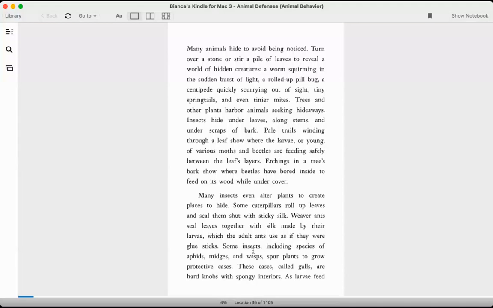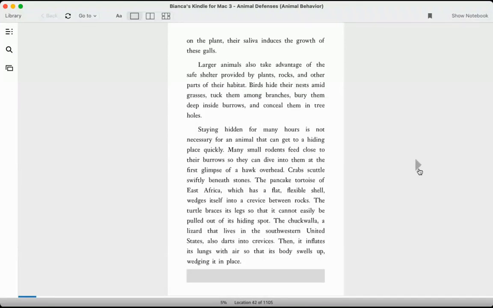Some insects, including species of aphids, midges, and wasps, spur plants to grow protective cases. These cases, called galls, are hard knobs with spongy interiors. As larvae feed on the plant, their saliva induces the growth of these galls.